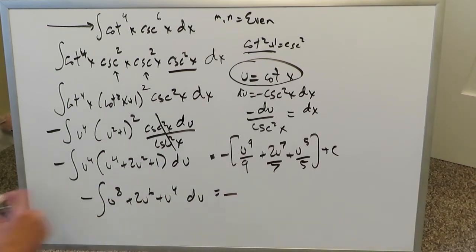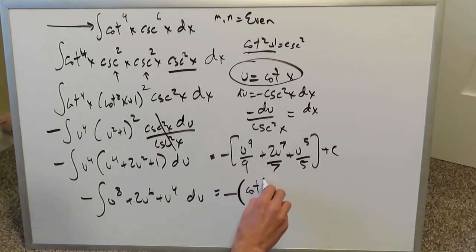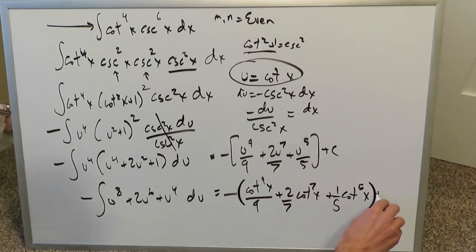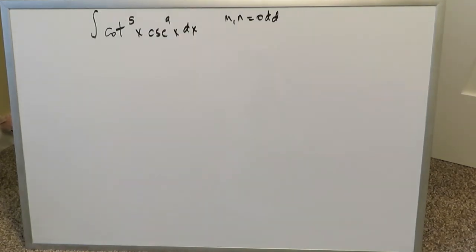We'll bring the minus right here on the side, and u is equal to cotan x, cotan to the power of 9x over 9 plus 2 over 7 cotan to the power of 7x plus 1 over 5 cotan to the power of 5x plus c, and that right there represents a good final answer. Okay, let's look at this question.